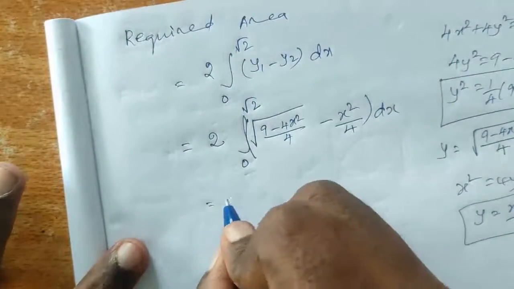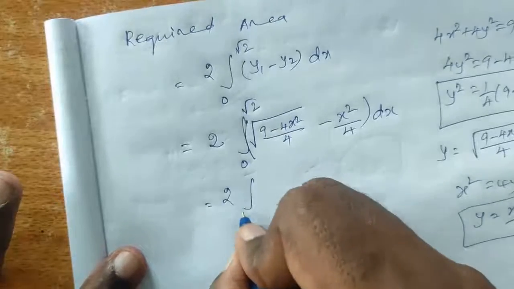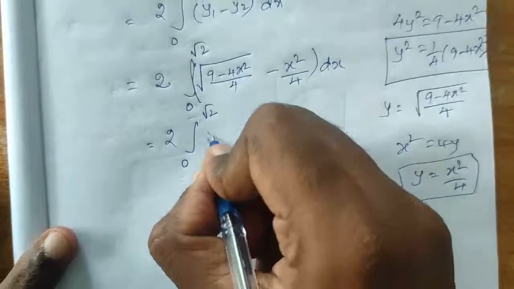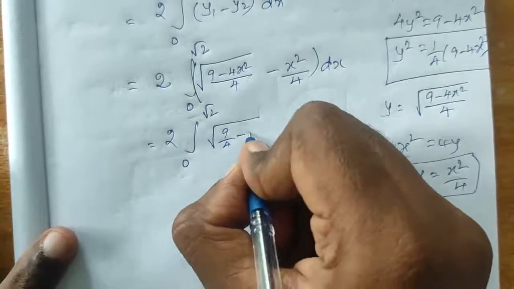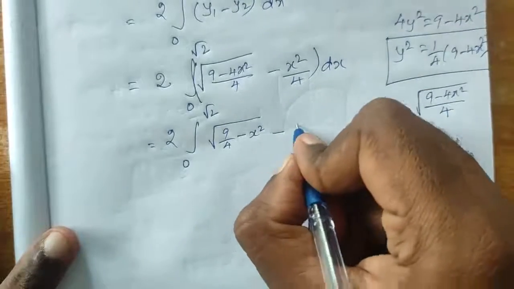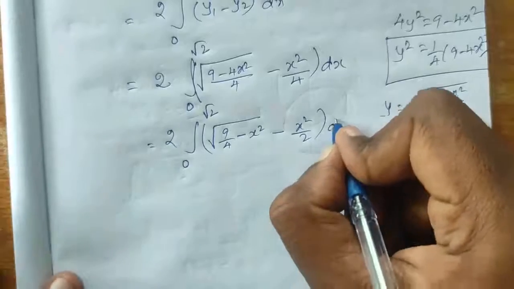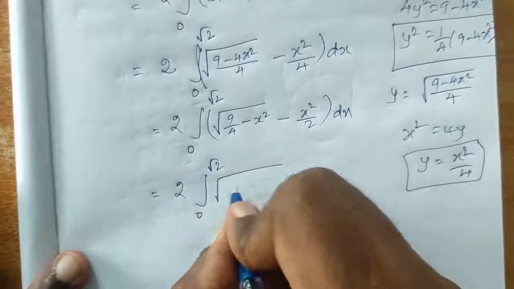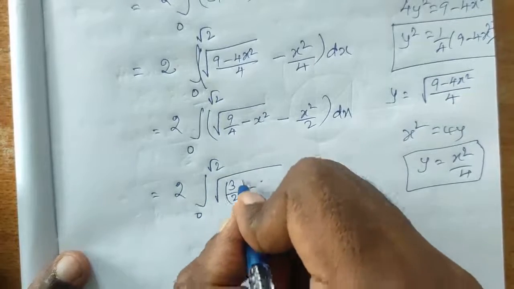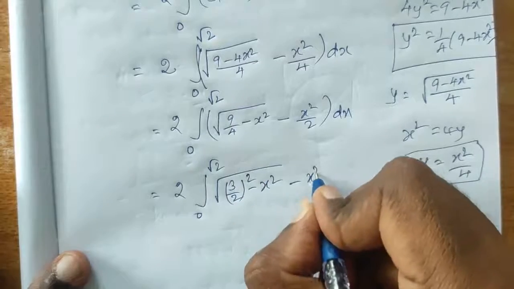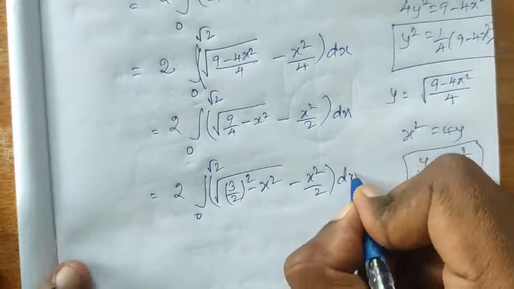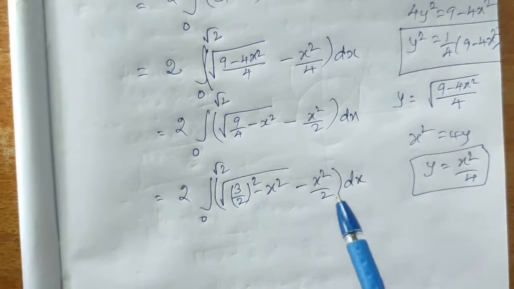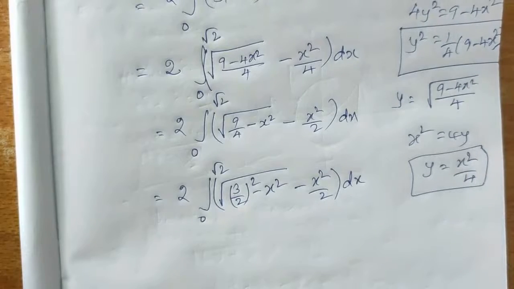So listen here, 2 into integration 0 to root 2, root of 9 by 4 minus x square. 4 gets cancelled, minus x square by 2, into dx, which is equal to 2 into integration 0 to root 2, root of (3 by 2 the whole square minus x square) minus x square by 2 into dx. We can use the integration root of a square minus x square into dx formula here. We are using this formula in plenty of problems.